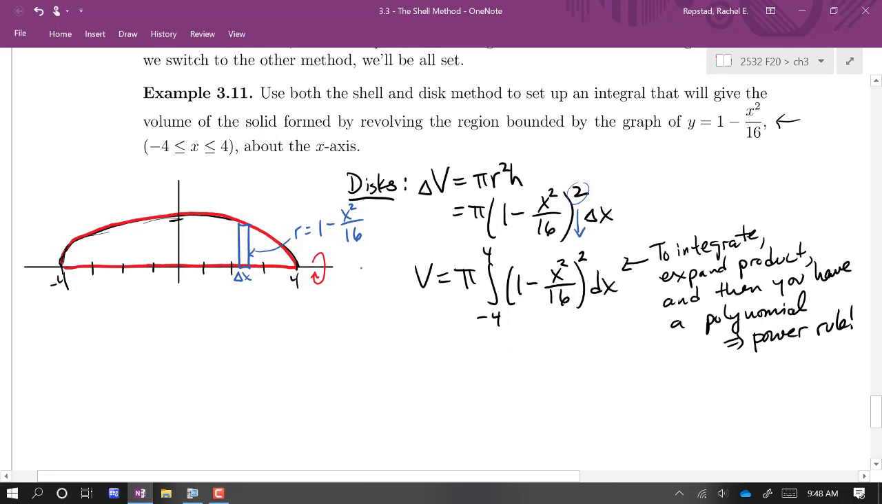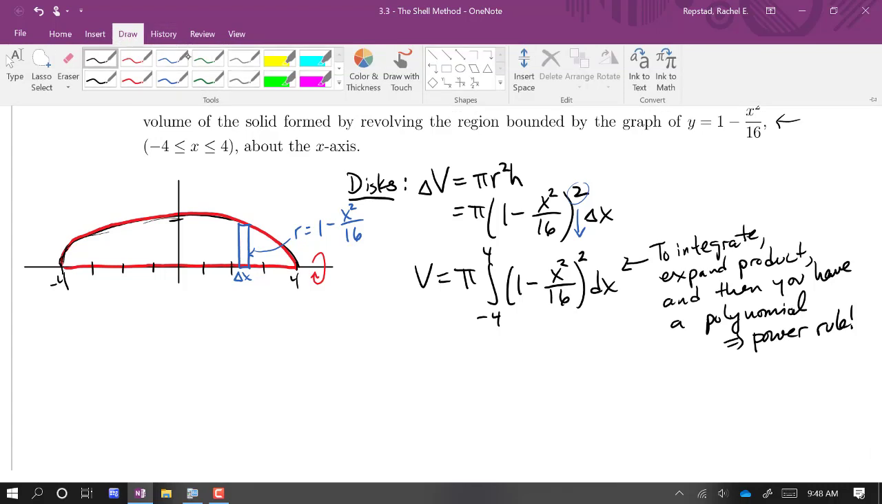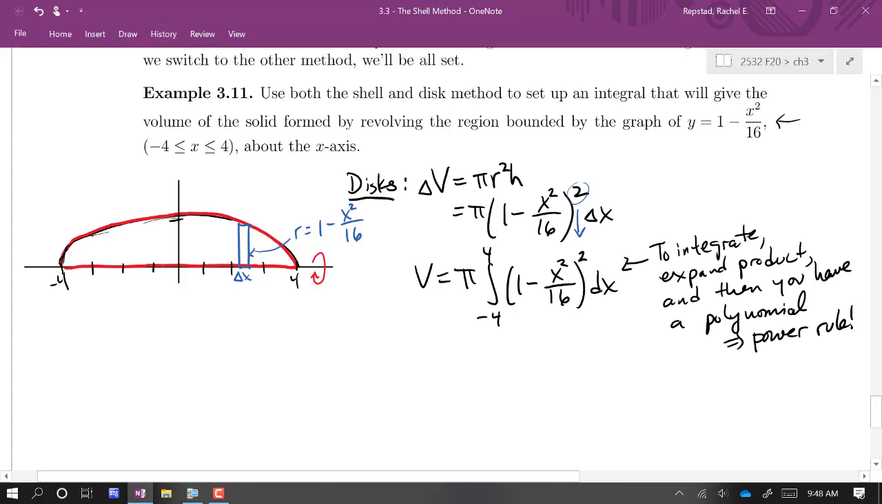Now for shells, if I'm going to end up with a shell, I've got to draw a rectangle that is parallel to the axis of revolution. So I'm going to draw this rectangle in green.